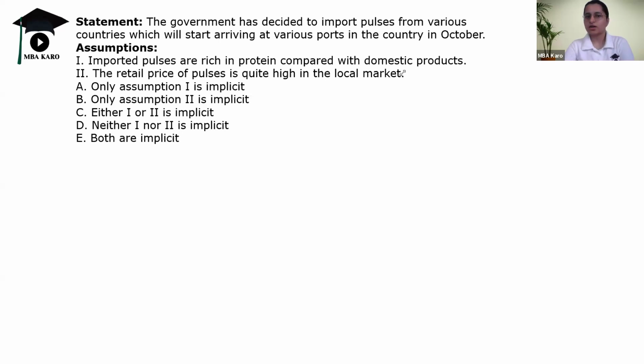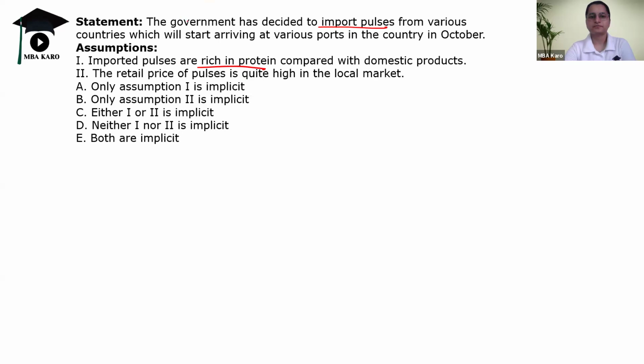Okay, let's see. Now, the statement is: government has decided to import pulses from various countries, which will start arriving at various ports in the country in October. So government is importing pulses. Okay. They are not buying pulses from the domestic market. They are importing them. Assumption one says imported pulses are rich in protein compared with domestic products. Assumption two, retail price of pulses is quite high in the local market.